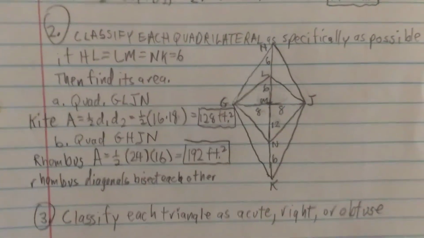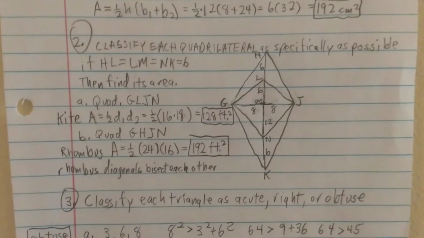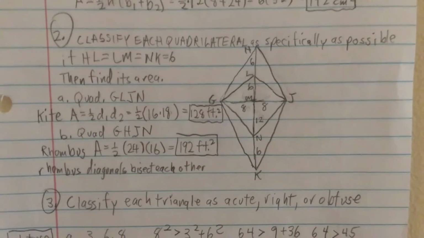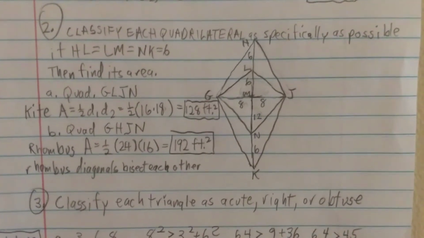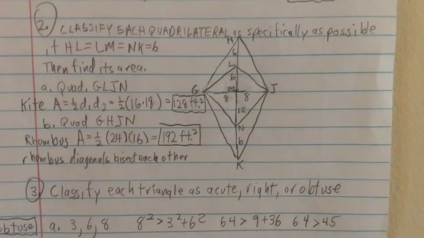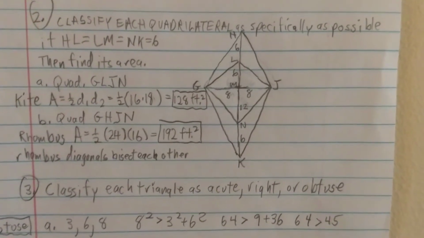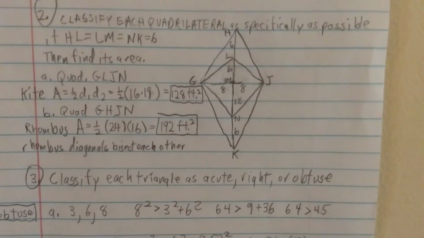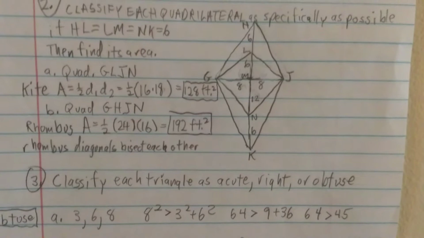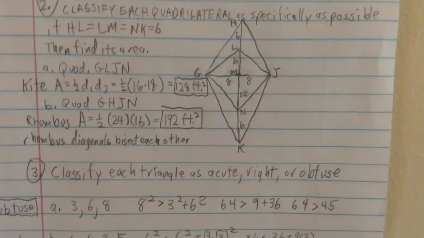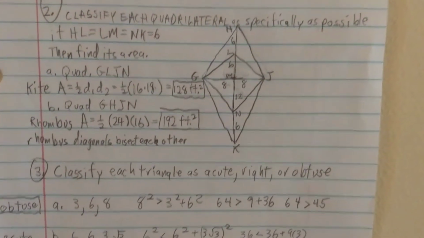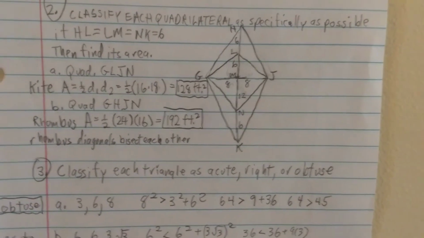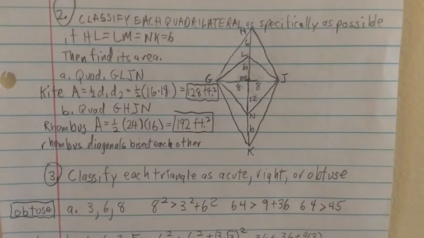Now for the next one, we have some different kinds of quadrilaterals here, which we are supposed to classify each quadrilateral as specifically as possible. HL, which is at the very top down to the next one on the center line, equals LM down to the center line across JG, and then also NK from the bottom up of the big quadrilateral is 6 also.